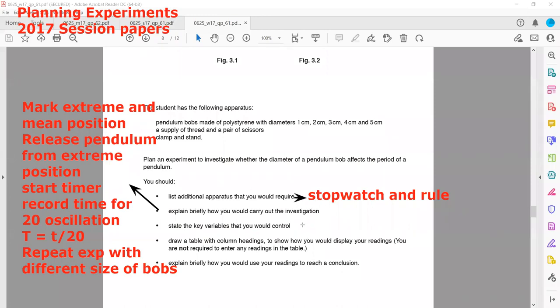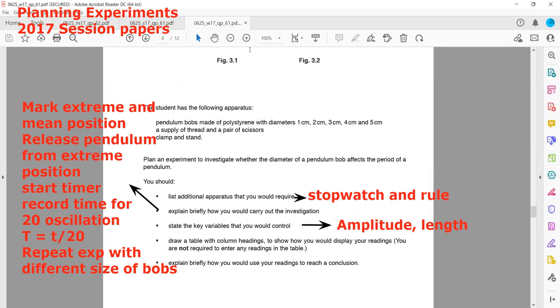Next is to state a key variable that we will control, because we are only investigating how the size of the bob can affect the time period or oscillation of a pendulum. So what other parameter must be kept constant? Amplitude, the distance from the mean position to the extreme position, that is amplitude. The length of the pendulum should be the same, and the material of the pendulum, they already mentioned, is the same. The number of oscillations which we are carrying out should also be the same.